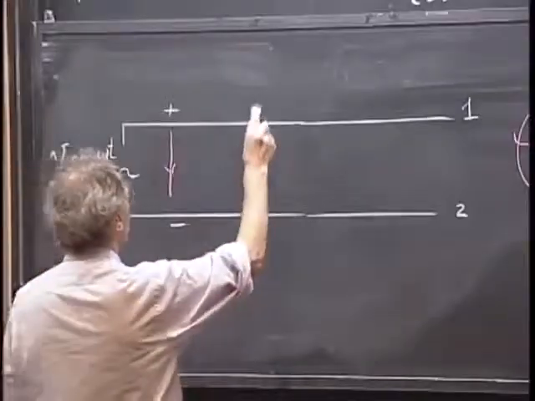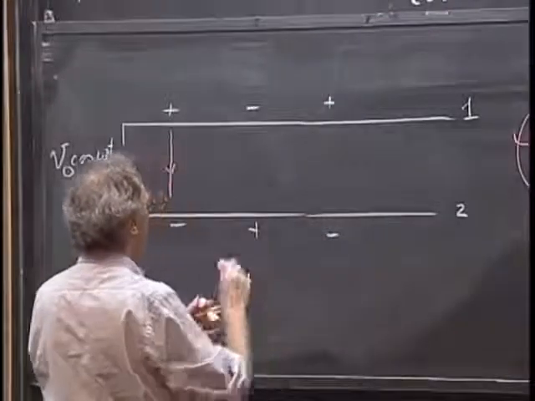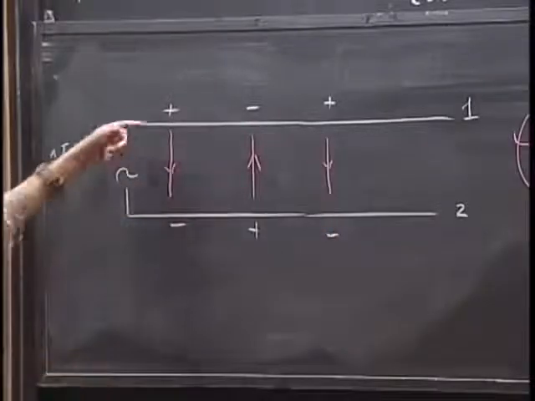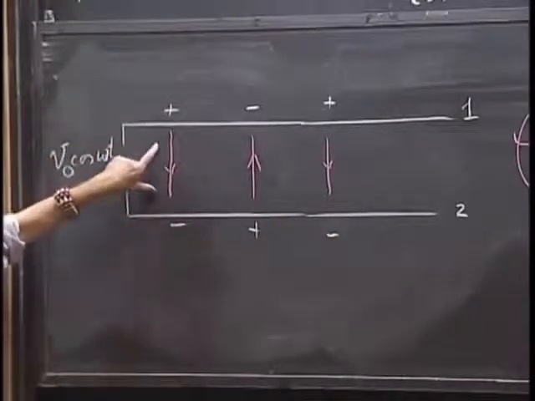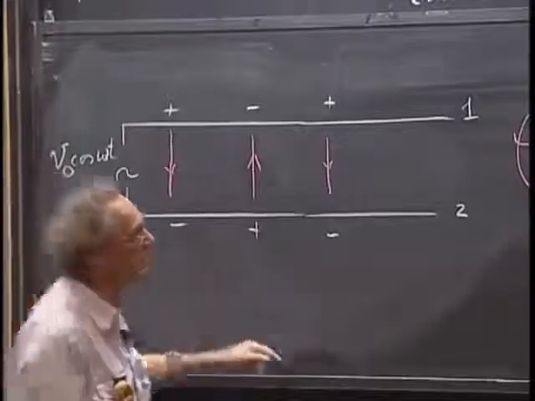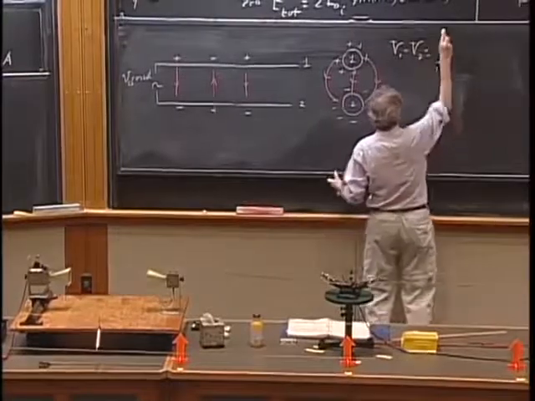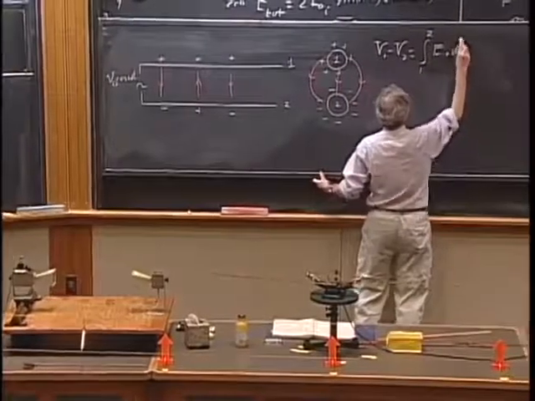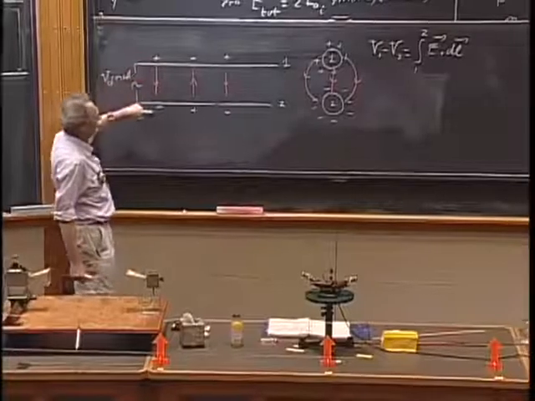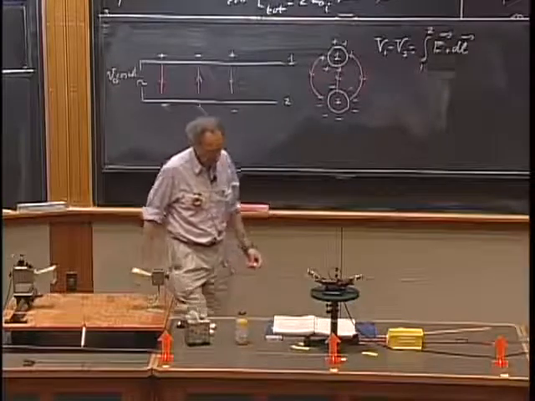But then, of course, there are also going to be locations where this is minus and this is plus, and then where this is plus and this is minus, and so then the electric field is in this direction, and the electric field is in this direction. So the potential difference between here and here is positive. The potential difference between here and here is negative, because it's the integral E dot dl. So the potential difference V1 minus V2 is the integral from 1 to 2 of E dot dl. And so if the electric field is in this direction, this has a higher potential than this. If it is in this direction, this has a lower potential than this. And so this is how this voltage wave propagates.